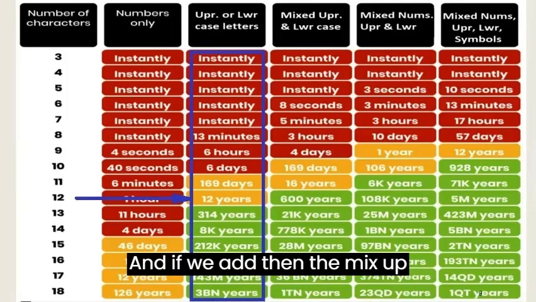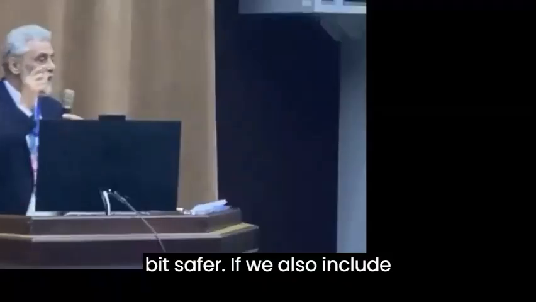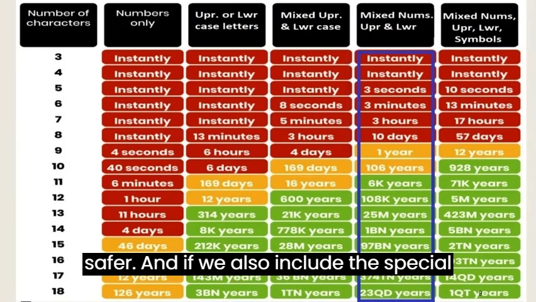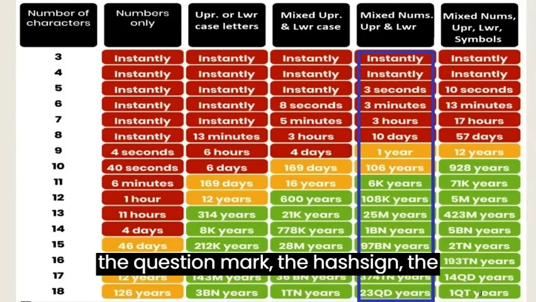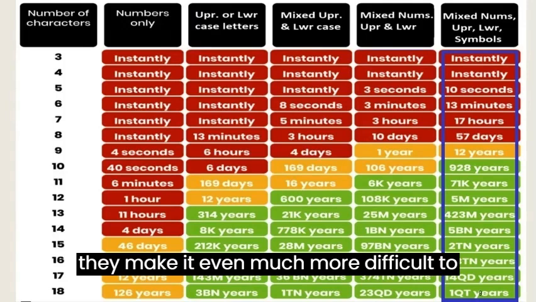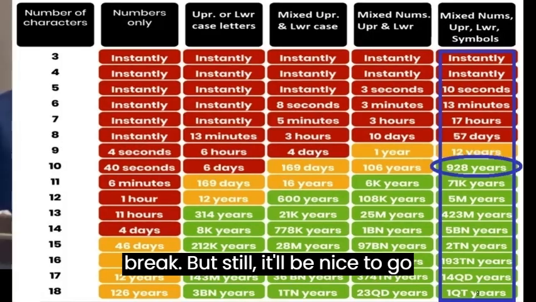And if we add then the mix-up between upper and lower, it gets a little bit safer. If we also include characters and numbers, it will even be safer. And if we also include the special characters, like the question mark, the hash sign, the exclamation mark, all these signs, they make it even much more difficult to break. But still, it'll be nice to go above 10.